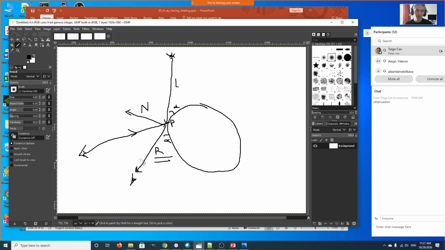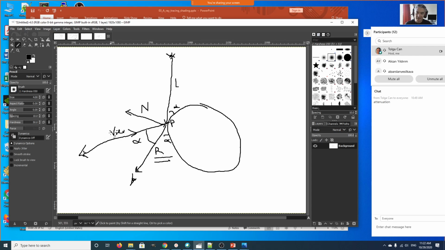Now, what we will do is simply, let's call this the view vector from the camera to the point. I'm going to now take the cosine of the angle, cosine alpha, between the view vector and the R vector.